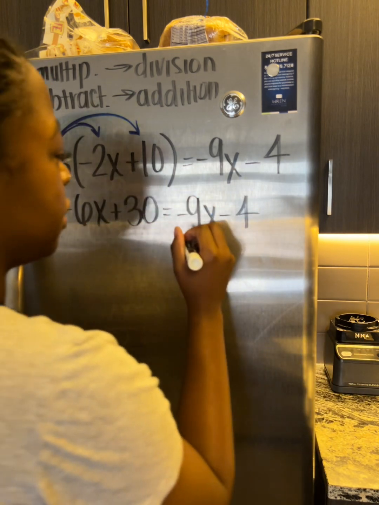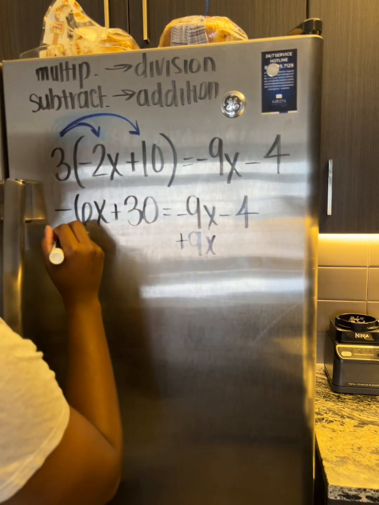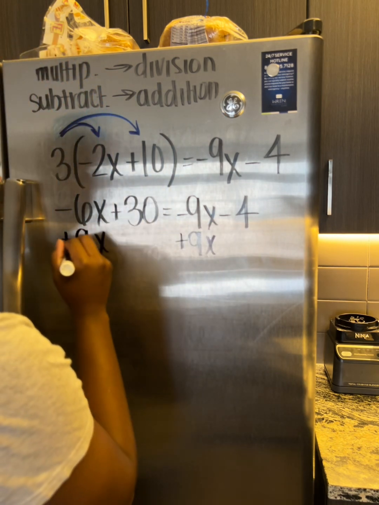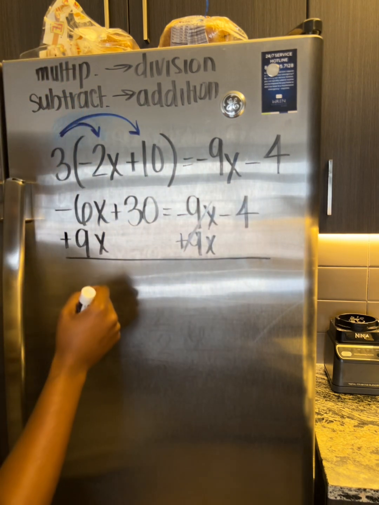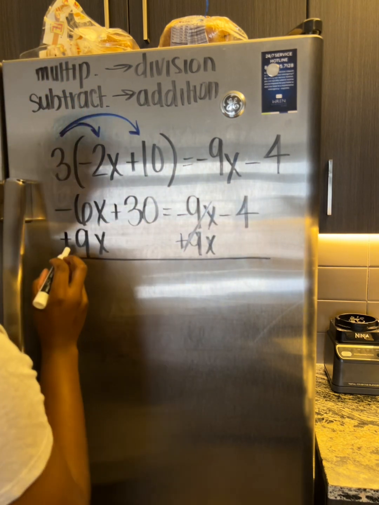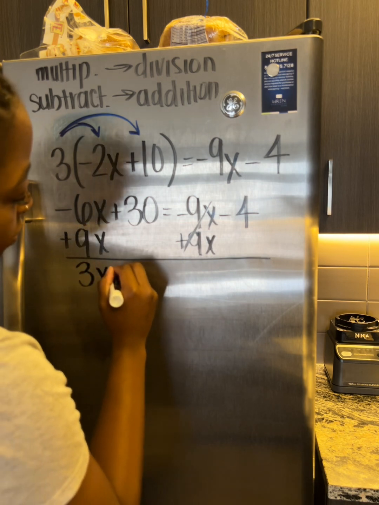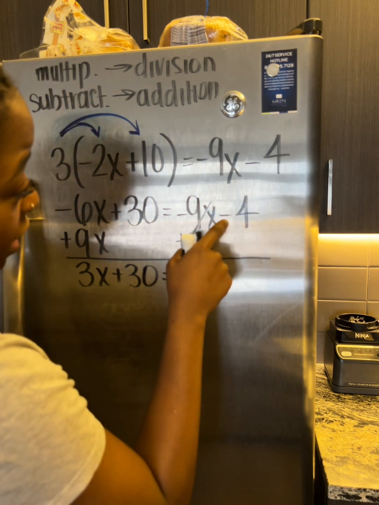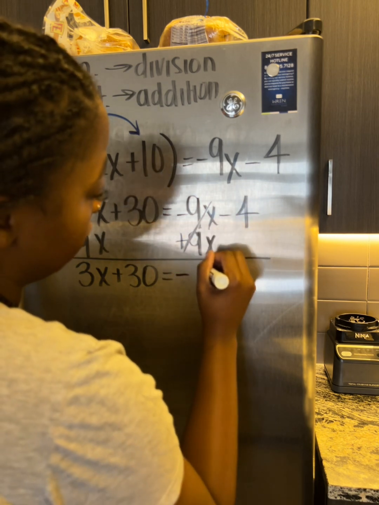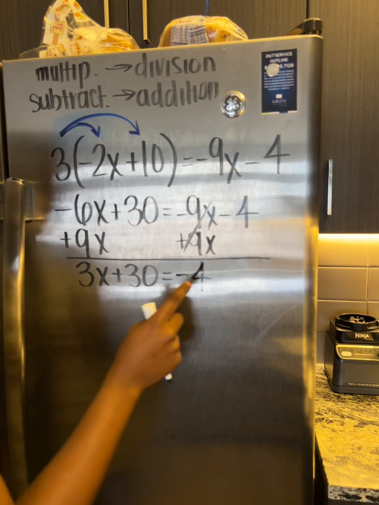I want my x's on the left, so I'm gonna say plus 9x, because that's a negative 9x, plus 9x. Obviously, plus 9x to my 6x, because I got to combine my like terms. Negative 6 plus 9 is positive 3x plus 30 equals negative 4, because that negative 4 is still right there. Can't forget that. Now I got 2 more like terms, the 30 and the negative 4.